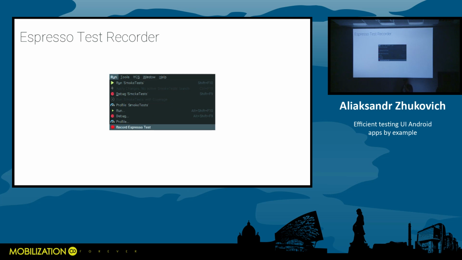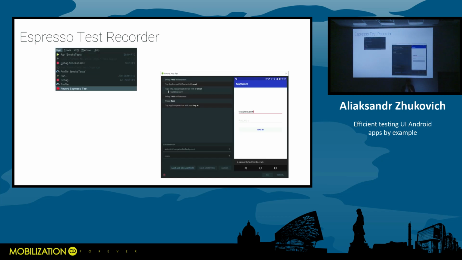But people who know Android Studio very well have a question: should we even spend some time learning even the basics of the Espresso framework if we can use Espresso Test Recorder? Espresso Test Recorder is a built-in tool in Android Studio which helps us to generate Espresso tests. You can run it from the Run menu by choosing Record Espresso Test. And here, we can just press different views, and we can see the code which will be generated.